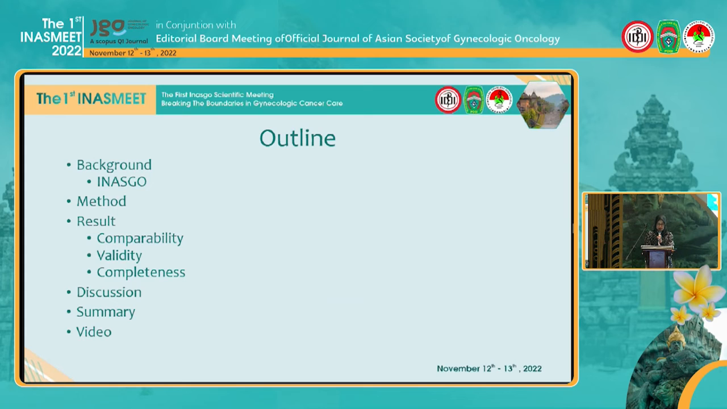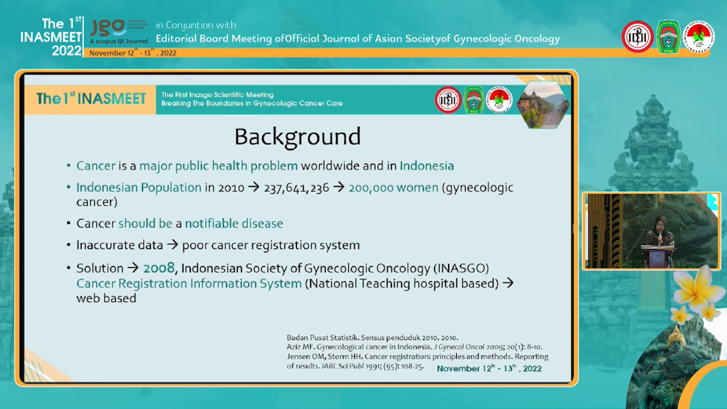So this is the outline. Background: cancer is a major public health problem worldwide, and in Indonesia, the population data is still from 2010, which was a long time ago. Nowadays I think it's already 275 million, and maybe 200,000 women have a chance of suffering from gynecologic cancer. Cancer should not be an unmeasured disease, but inaccurate data comes from the poor cancer registration system.